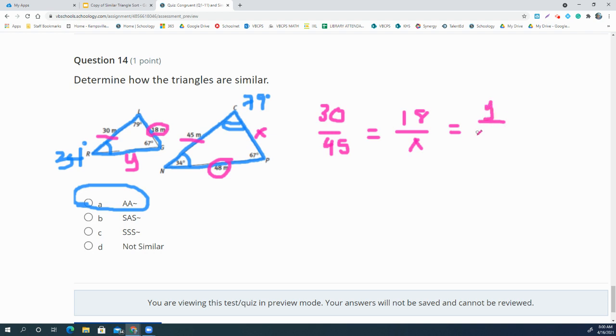So Y and 48. Now I could use these sides to figure out what that missing side was, but that's not what the question's asking. The question is asking, why are they similar? So they're similar because of angle, angle. Because we don't have enough information with the sides. We can't use those. Does it make sense? Kind of, sort of, maybe? Okay.